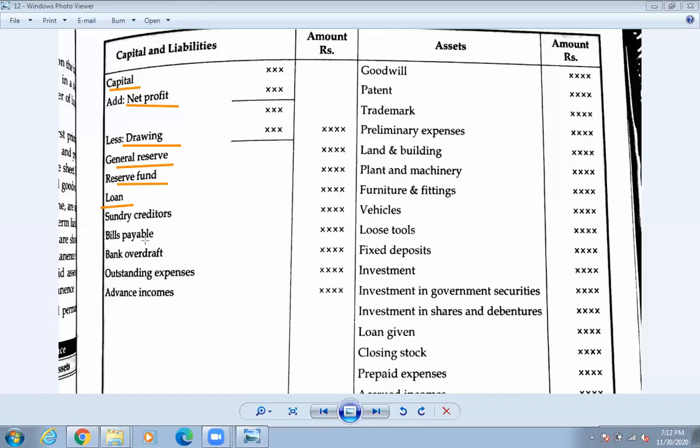That means you need to pay to someone. Payable. Pay gareko chaina tara tirnu parne baki cha. Okay, you need to pay to someone in the future. That is also the liabilities. Okay, sundry creditors, that means you need to pay to someone.